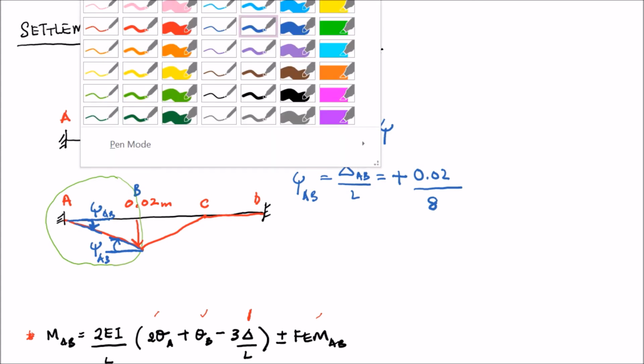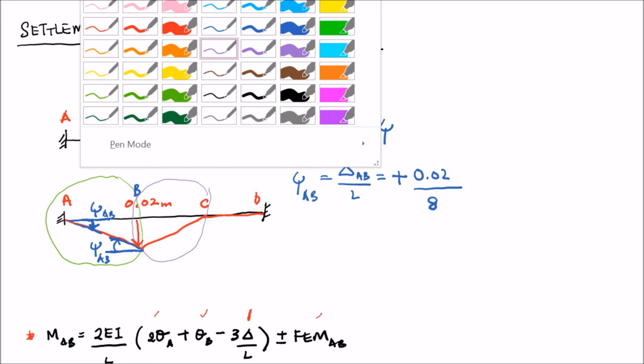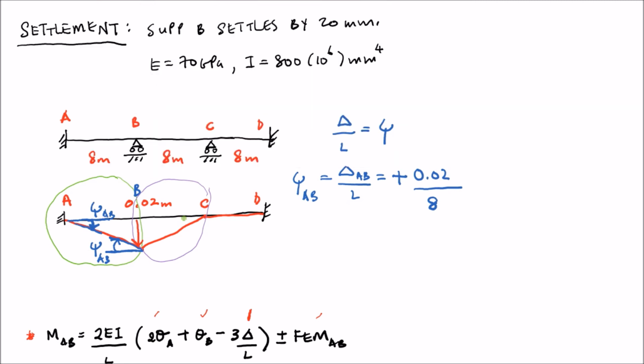If you look at the other span, let's use another color. For the other span, this is the original line, this is the new slope. So the rotation is counterclockwise. Similarly, if you look at point B, this is the original horizontal line, the new line is here, so it's going to be counterclockwise, from the original to the new slope. And the value is the same.